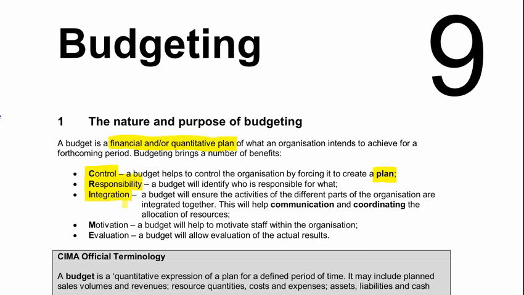Thirdly, we've got integration. Now, integration here, we're really talking about by going through a budgeting process where different departments have to produce their own budgets that have to then be linked together. It's going to force them to talk to each other. So the coordination and communication aspects are also pretty valuable for an organisation.